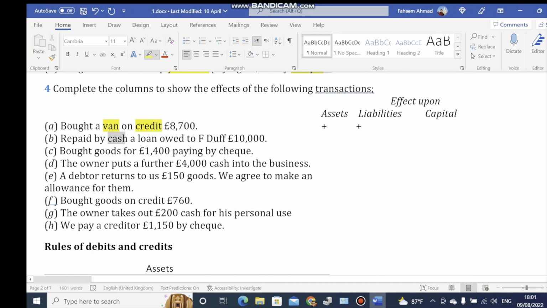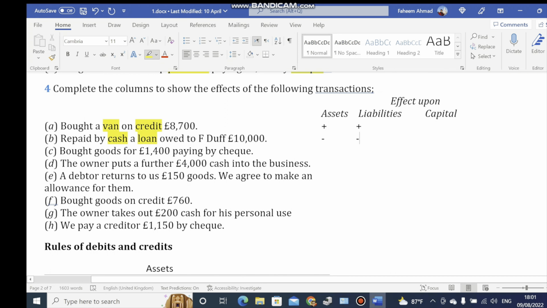I can identify two accounts. Repaid by cash, a loan owed to FDUF 10,000 pounds. Very easy. I can identify two accounts here. One is cash. Cash is an asset and it is decreasing because we paid off loan. So assets negative, liabilities also negative. Liability is negative because when we have paid off loan, balance of loan will fall.